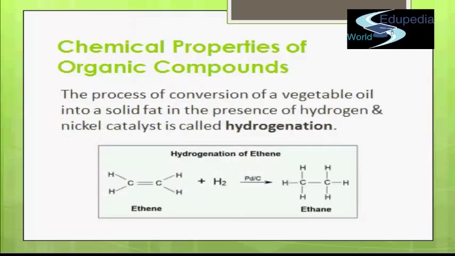The vegetable oils generally have long unsaturated carbon chains and are liquids, whereas animal fats have saturated carbon chains and they are solids. The process of conversion of a vegetable oil into a solid fat in the presence of hydrogen and nickel catalyst is called hydrogenation. Ethene is converted into ethane. This is hydrogenation of ethene.